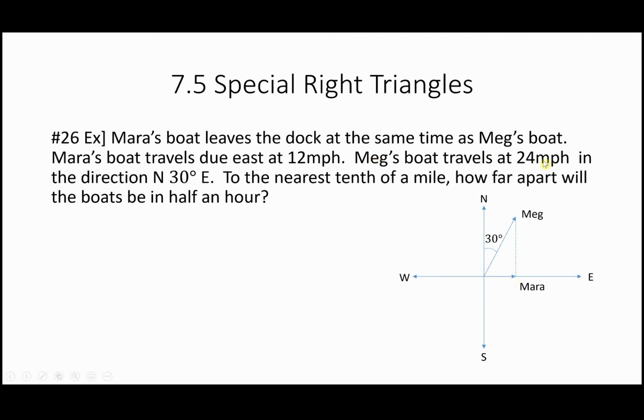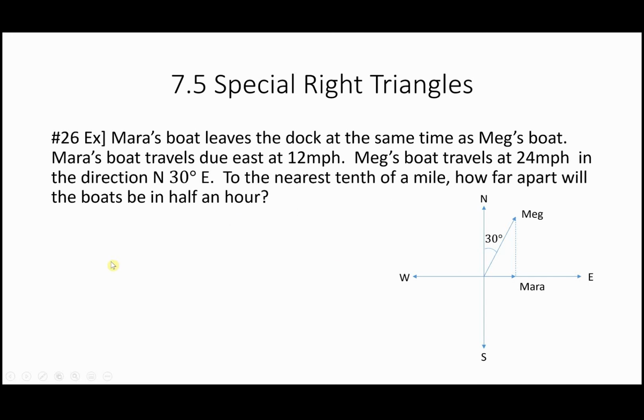Meg's boat travels 24 miles per hour, so twice as fast as Mara's boat. Just keep that in mind. And in the direction of north 30 degrees east. So it's a 30 degree deviation from north in the easterly direction. Hopefully that makes some sense here, even if we're not navigators in this class. We deviated 30 degrees from due north in the easterly direction, and that's how we're configuring Meg's directionality for her boat. To the nearest tenth of a mile, how far apart will the boats be in a half an hour?